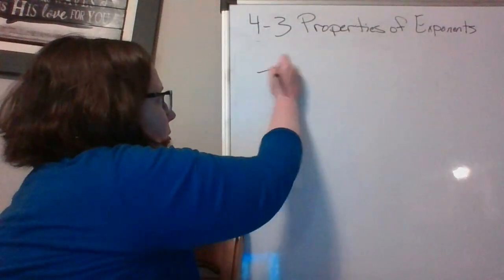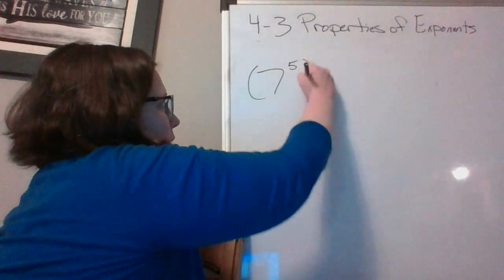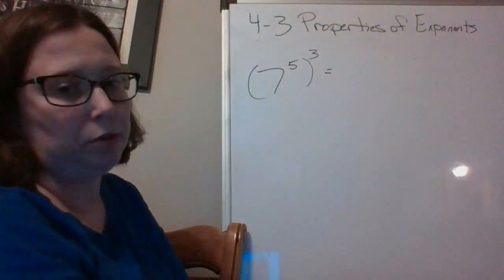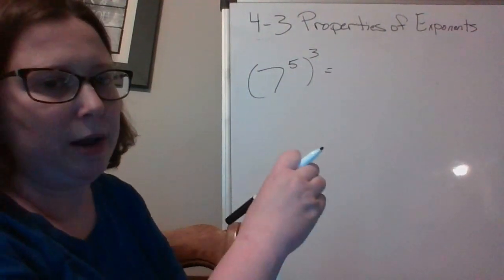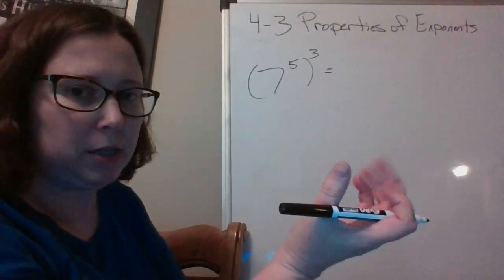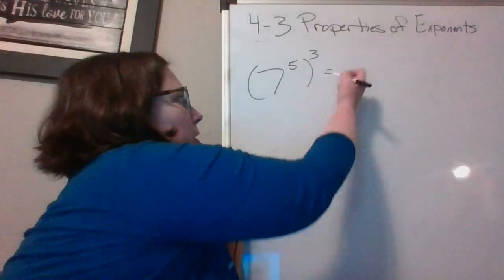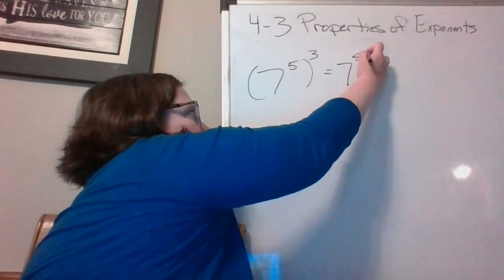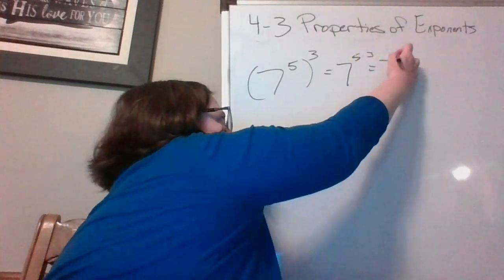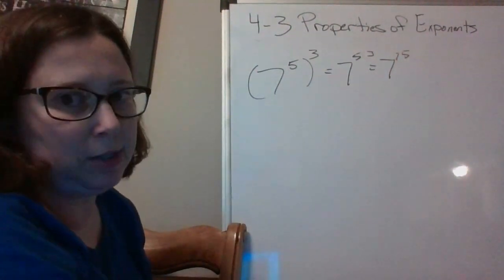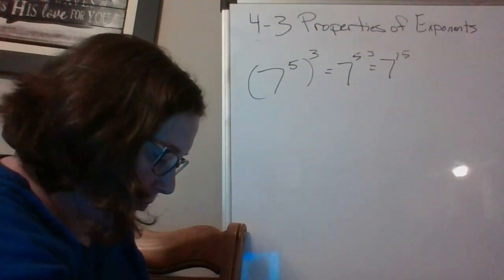First one is 7 to the 5th power taken to the 3rd power, cubed. So we are going to take those two exponents. Notice you don't have to worry about whether or not you have the same base here because we only have one base. So you have 7 and your two exponents are 5 and 3, which means you have 7 to the 15th power.